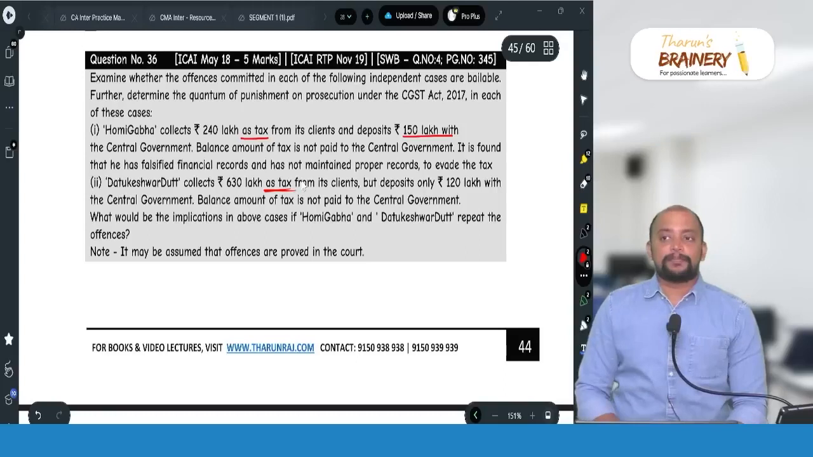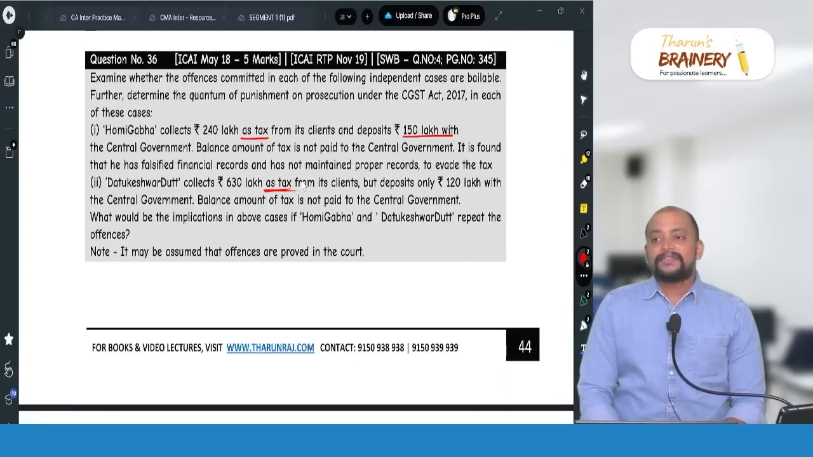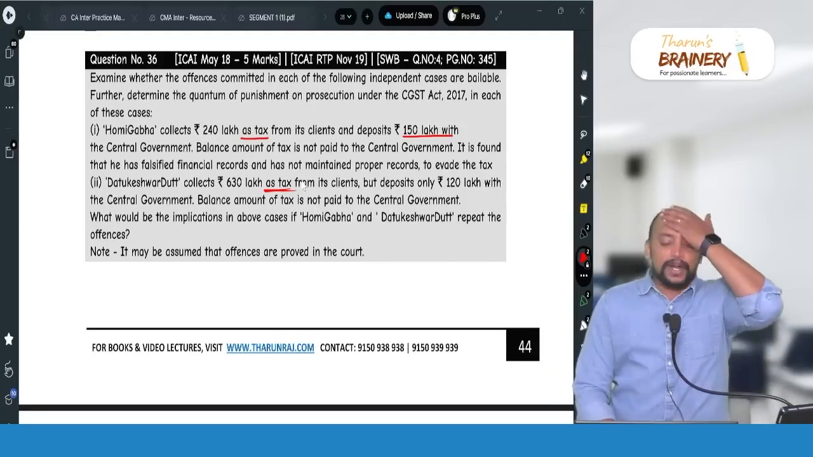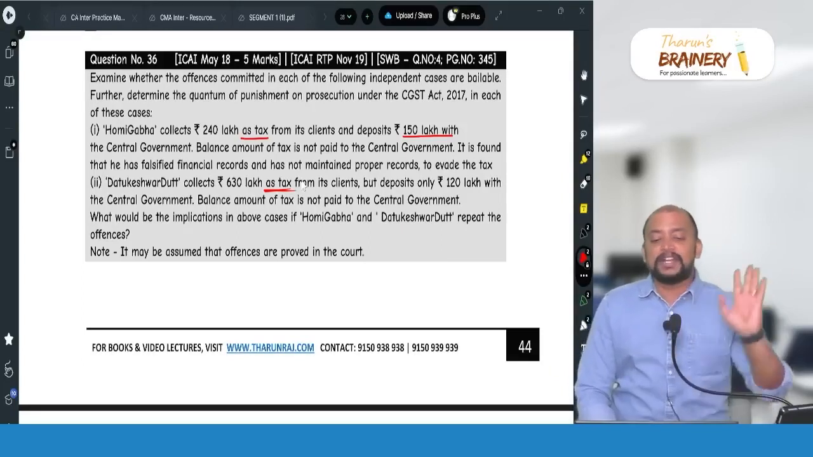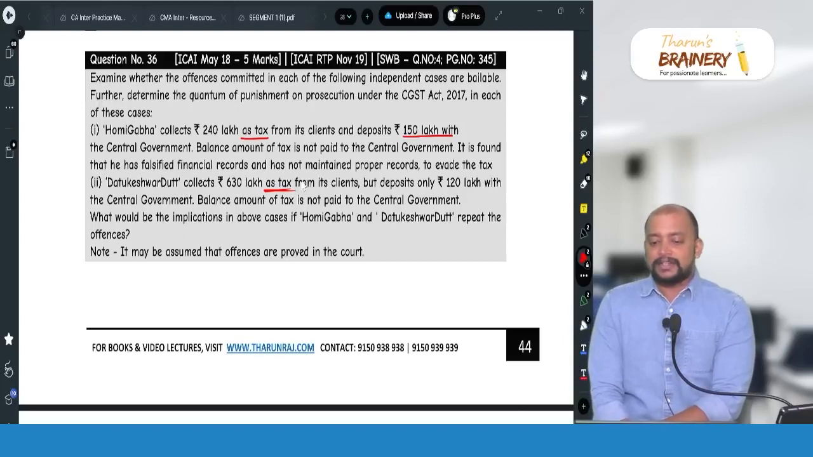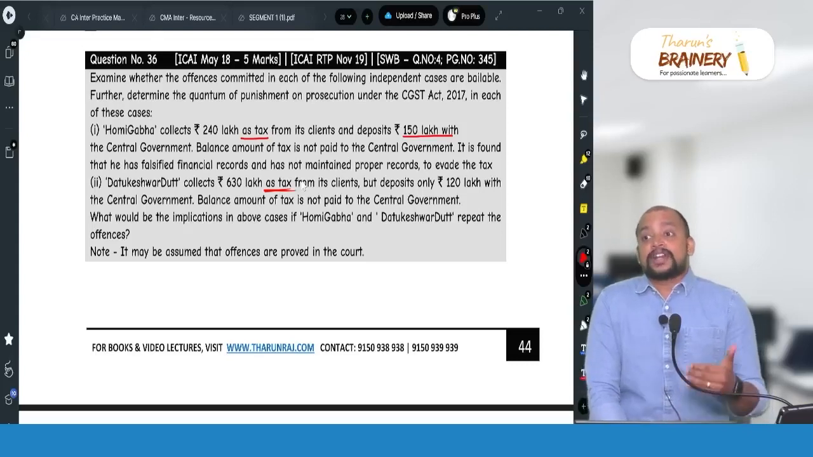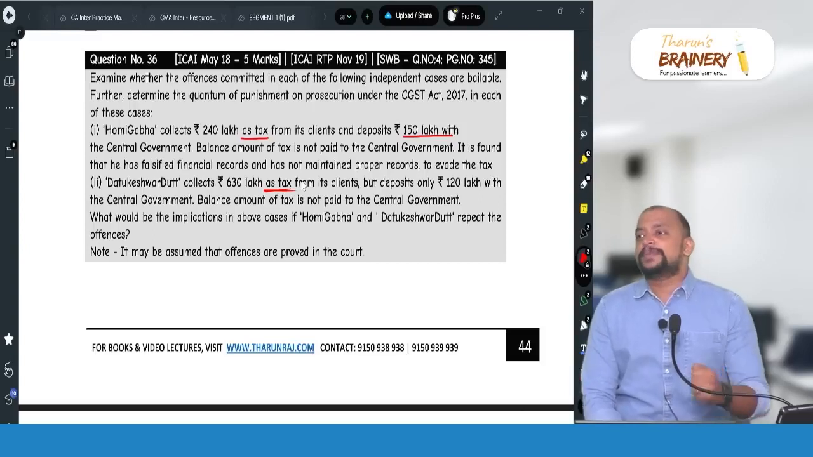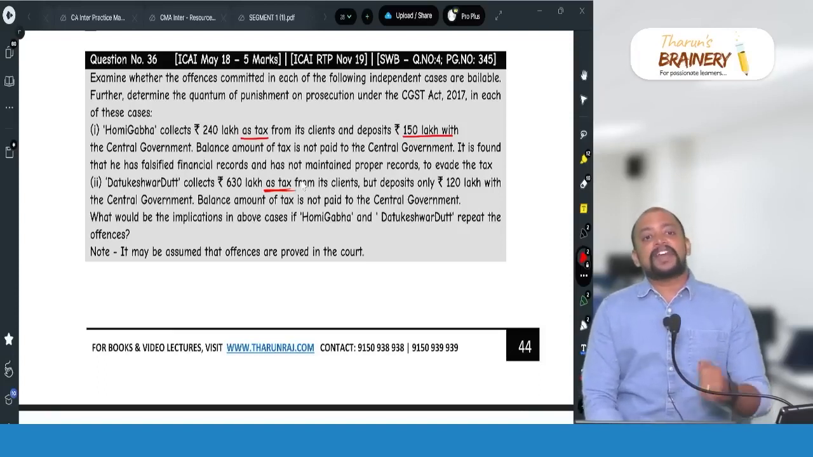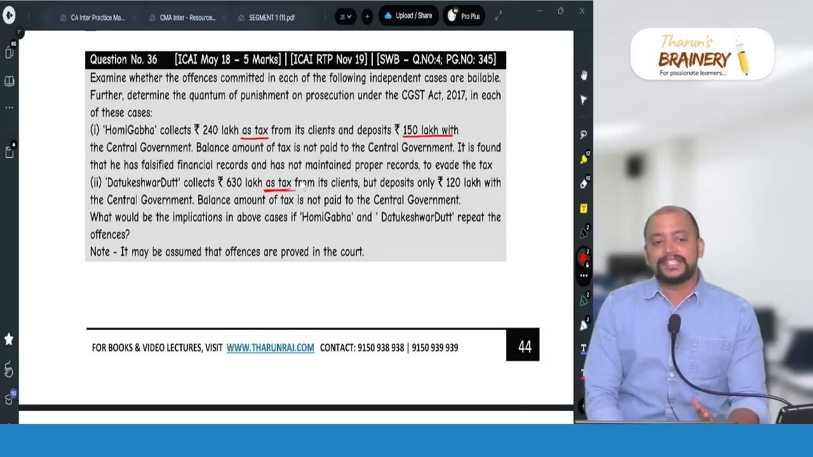Amount collected as tax but not paid. How much is that amount? 510 lakhs means it exceeds 5 crores. So when it exceeds 5 crores, what will be the penalty? That is imprisonment. Penalty will be there always, but imprisonment will be up to 5 years plus fine. And as the amount exceeds 5 crores, it is a cognizable and non-bailable offence. And as the amount exceeds 2 crores, there will be arrest also in this case. More than 2 crores arrest, more than 5 crores cognizable and non-bailable, and imprisonment will be up to 5 years plus fine.